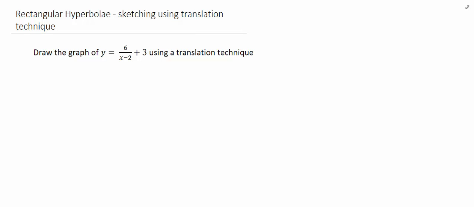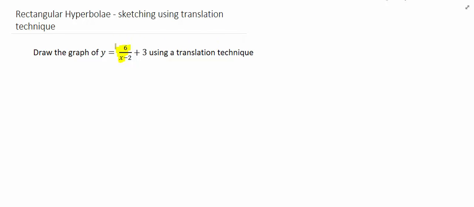Okay, in this video we're going to look at how you sketch a rectangular hyperbola using a translation technique. So what we're asked to do in this case is draw the graph of y equals 6 over x take 2, plus 3. The first thing you want to recognise here is that our basic form is y equals 6 over x.